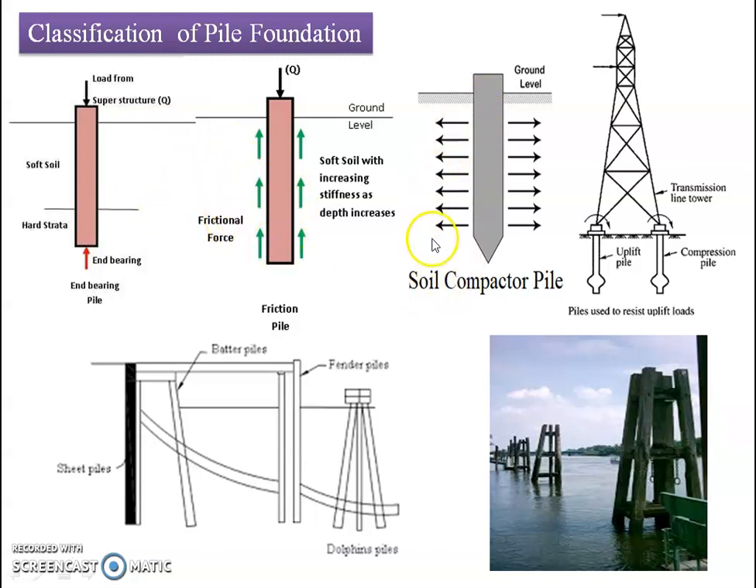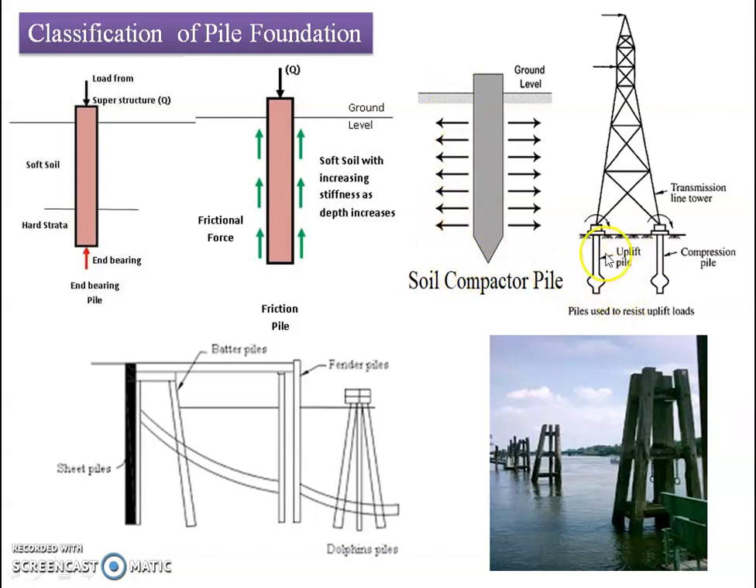Sometimes we are going to provide piles which will improve the density of the soil, especially in case of loose and medium density soil. We are going to insert the pile which will act as a soil compactor. They will compress the nearby soil particles, thereby filling up the gaps, increasing compactness, thereby improving its strength.